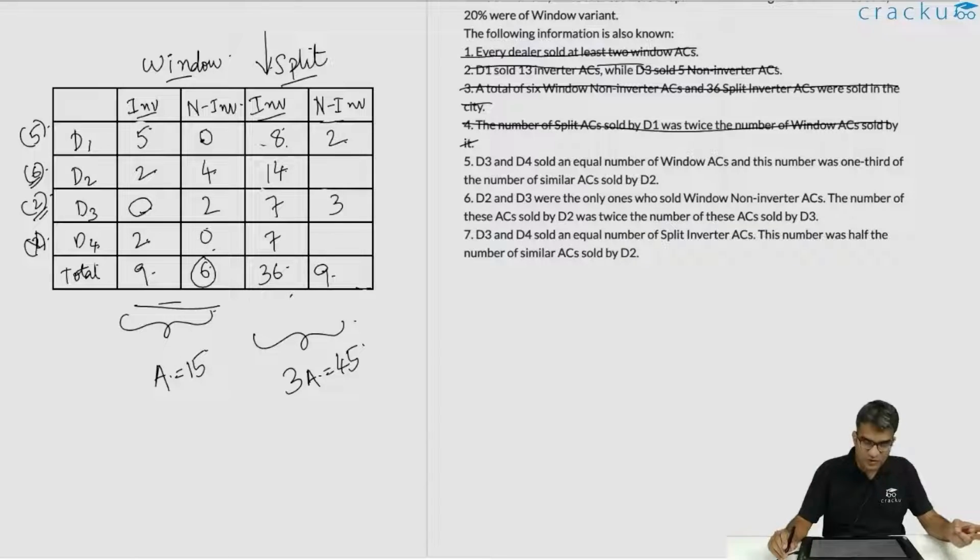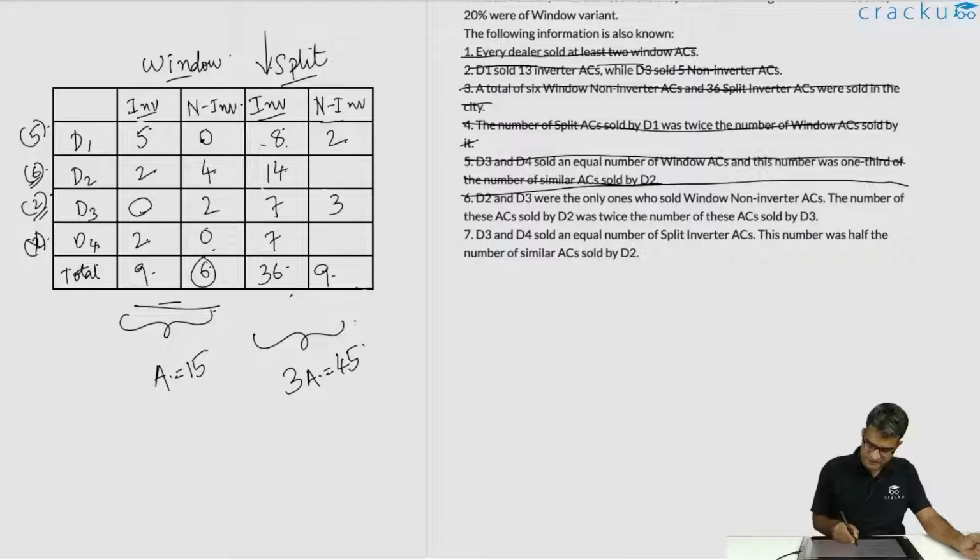That is 2, both of them sold 2 window ACs, and this number was equal to 1/3 of the number of similar ACs sold by D2, which is equal to 6. Like we mentioned earlier, window ACs, we know exactly how many were sold. D2 and D3 were the only ones to sell window non-inverter ACs. That is fine. They are 4 and 2. The number of these ACs sold by D2 was twice that of the number of ACs sold by D3. This also is used up.